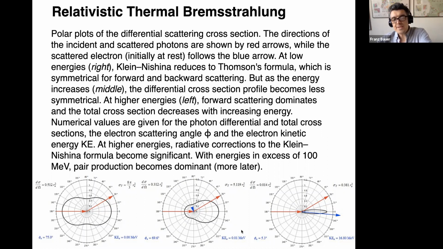Now, if you increase the speed to 0.01 MeV, so still pretty small compared to the rest energy of the electron, which is 0.5, you end up getting some interesting effects, right? The scattering here is now dominated by the forward component, right? This is the relativistic beaming that we had discussed before.